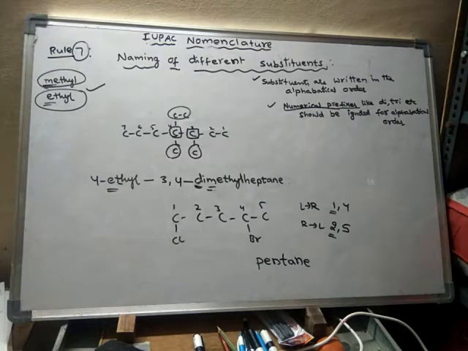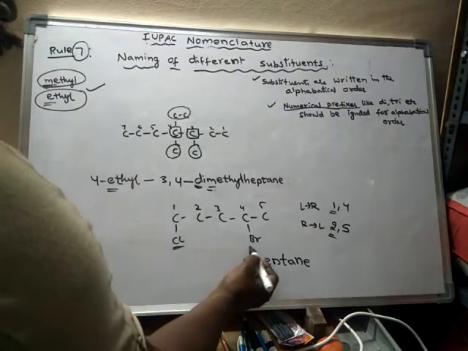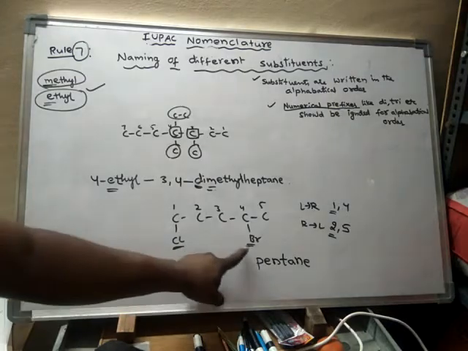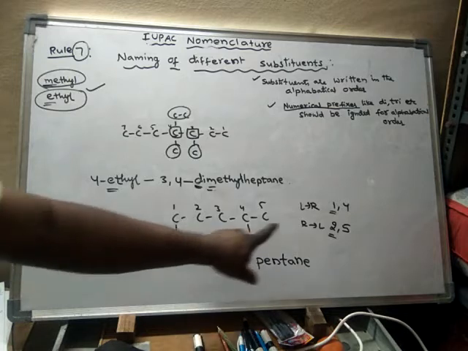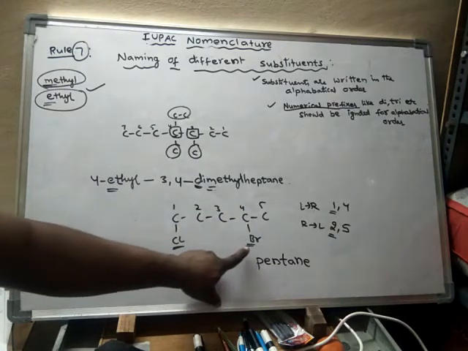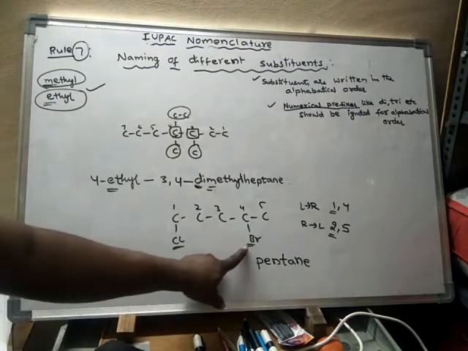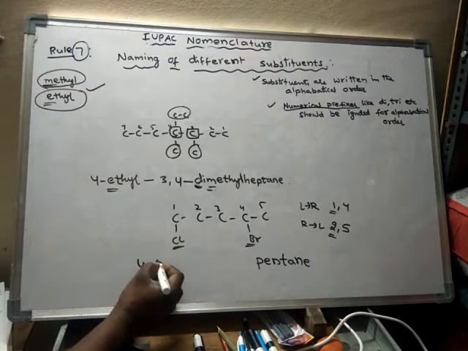Okay, right. Next, substituents. There are two substituents, chlorine and bromine. So which substituent do we have to write first? Remember that this should be written in alphabetical order. So though bromine is present on the fourth locant, we have to write this bromine first, because alphabetical order wise, this is C and B. Okay, B will come first. Hence we have to write bromine. So that means 4 bromo.